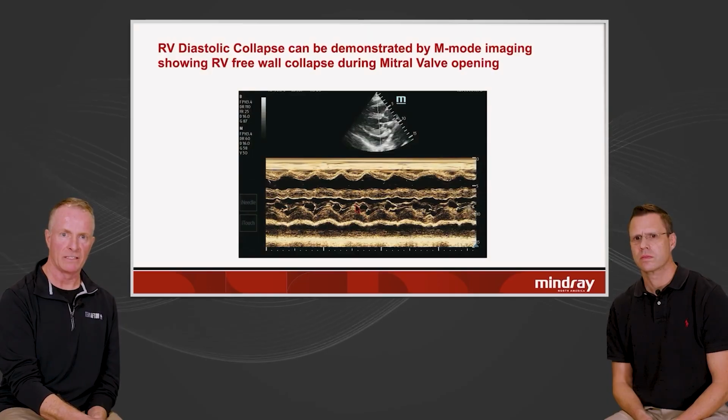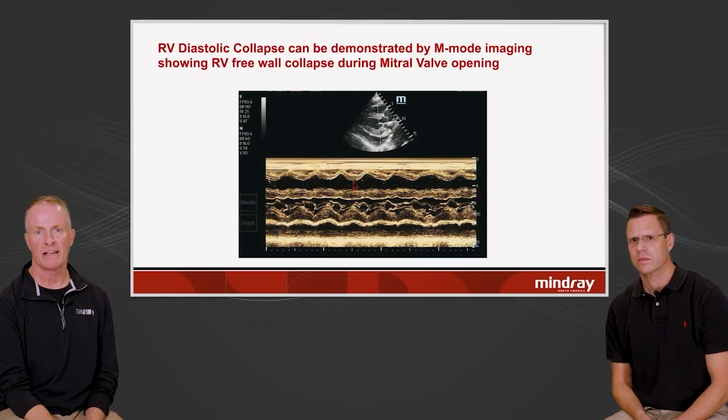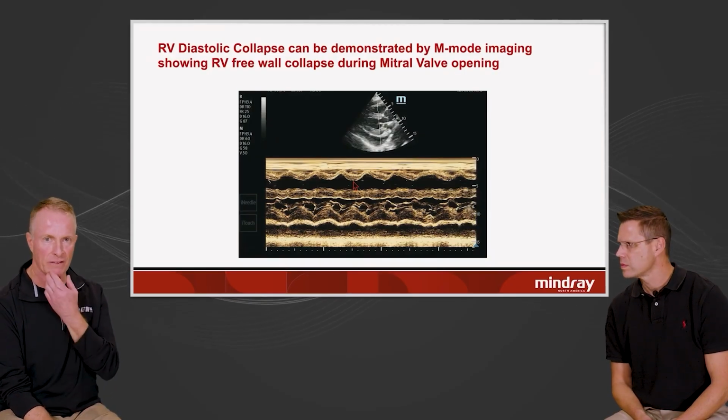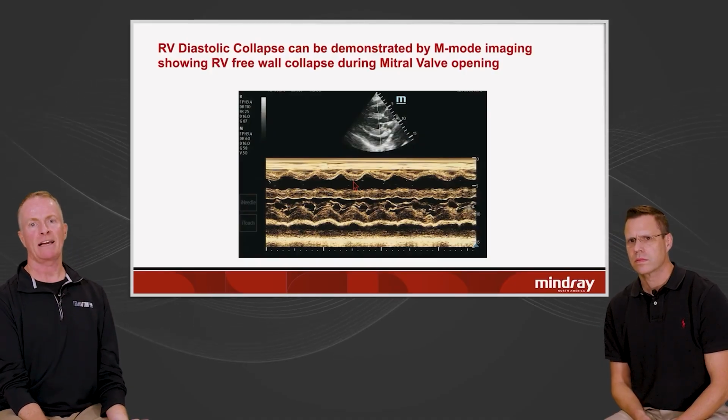when you're looking at the anterior leaflet, you're seeing the E and then A. But you look at the E and you say, okay, there's the E of the mitral valve, and go up here and look at the free wall of the RV and say, yeah, it's collapsing right at that point. So that's diastolic collapse of the RV free wall and diagnostic of tamponade. Now you don't have to get that complicated.